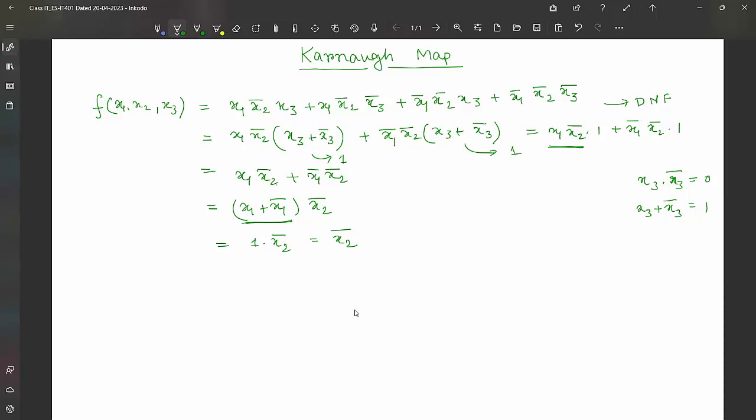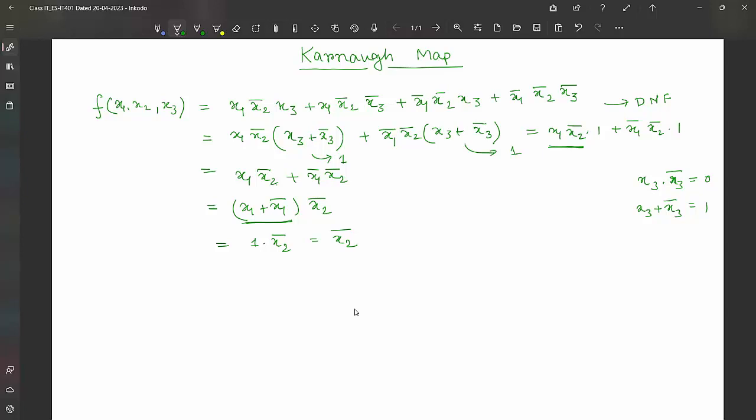So again we take this x2 bar common and you will get x1 plus x1 bar, which is again 1, that means 1 dot x2 bar, and this is x2 bar. So this is the simplification by using Boolean algebra. We already did this simplification in our offline class. But now Karnaugh actually represented it diagrammatically.